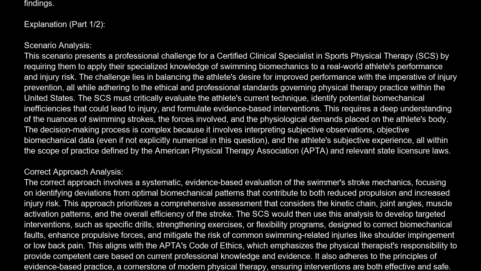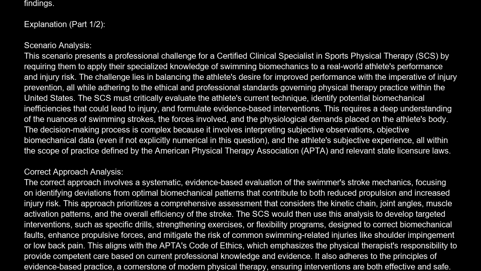This aligns with the APTA Code of Ethics, which emphasizes the physical therapist's responsibility to provide competent care based on current professional knowledge and evidence. It also adheres to the principles of evidence-based practice, a cornerstone of modern physical therapy, ensuring interventions are both effective and safe. Incorrect approach analysis.